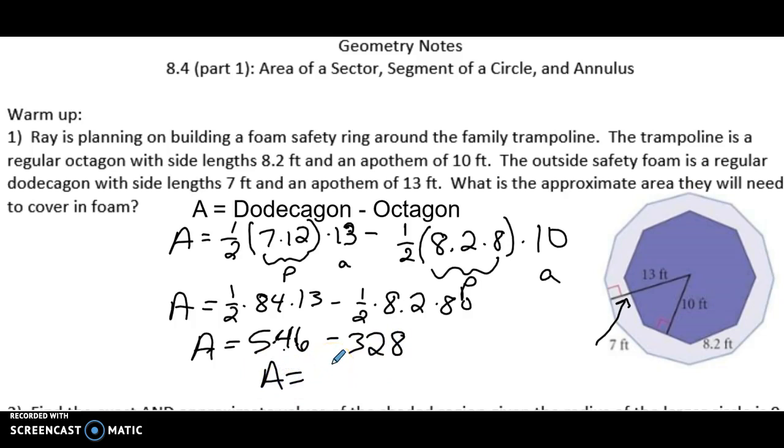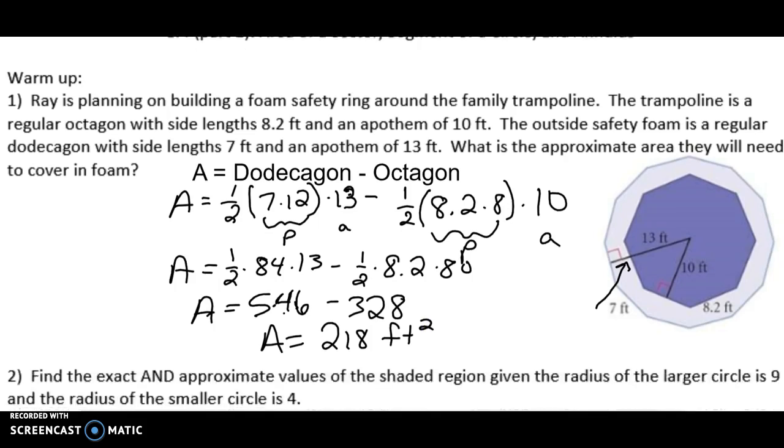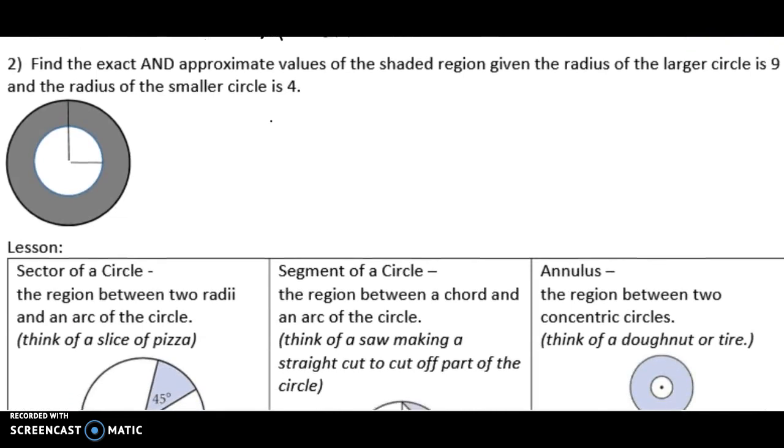So it should be 218 square feet. So that's the area of the safety foam that you would need for your trampoline. All right, that type of problem should have been review.